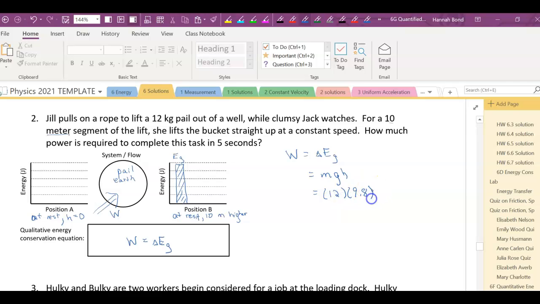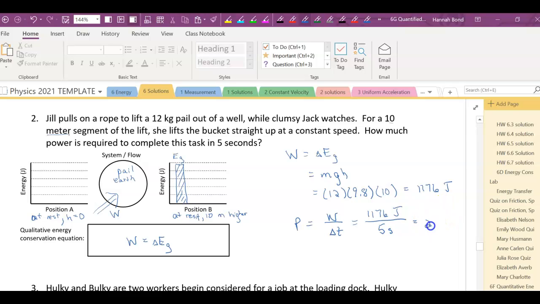9.8 meters per second squared is the g, and the h is 10 meters. And so the work is 1176 joules. The power is that amount of work divided by the time that it takes to do the work. And so we've got 1176 joules of work, and they're asking for the power to do that in 5 seconds.